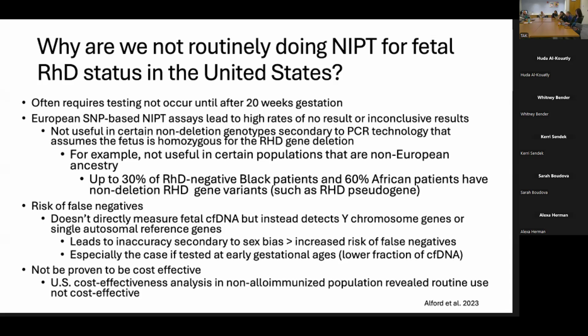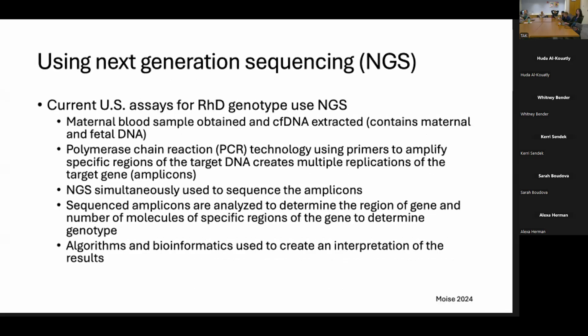The test, interestingly enough, doesn't directly measure cell-free DNA, but instead detects the Y chromosome genes for a single autosomal reference gene, which is a little bit above my head. But it leads to inaccuracy secondary to sex bias. It increases the risk of false negatives. There are especially more false negatives if the test is done in early gestation, or no call results, really due to a lower fraction of cell-free DNA. And then, as we discussed on the previous slide, it's not been proven to be cost-effective in the US. Most importantly, you're not going to catch all the cases, and that's the problem.